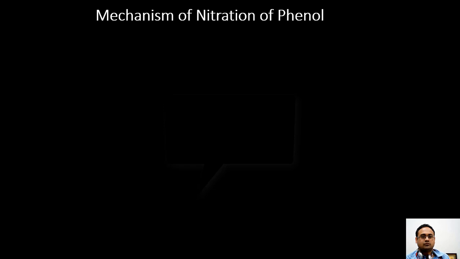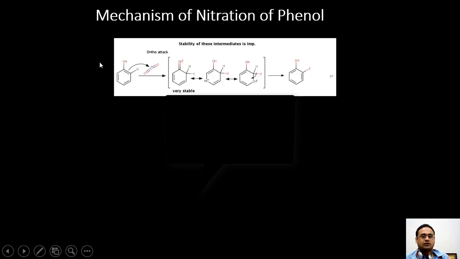So once we know how the nitronium species is generated from nitric acid and sulfuric acid, we can study the mechanism of nitration of phenol in a bit more detail. Here you can see that electrons from the ortho position of the phenol ring attack the nitronium ion. You will see that three intermediates with positive charge will be formed. In this, the first one is very stable because the positive charge gets delocalized onto the oxygen atom, which can share its lone pair of electrons with the ring, thus giving a very stable structure.